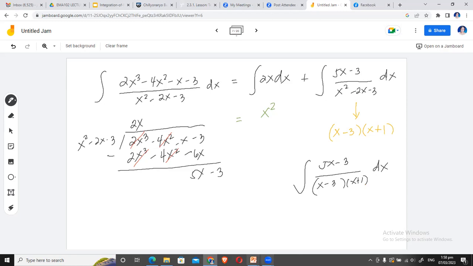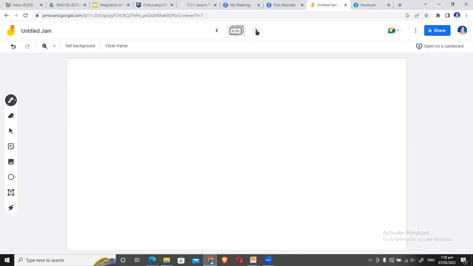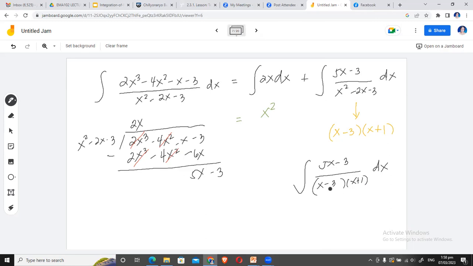Now, I'll go to the next slide and show to you how method of partial fractions should be done here. Okay, so I'll just write here the fraction 5x minus 3 over x minus 3 and x plus 1. So that's the fraction that you have here in the remainder of our original integral.